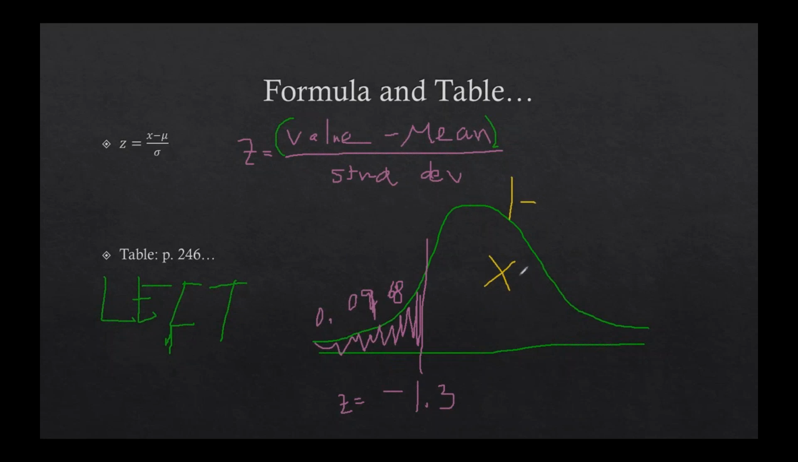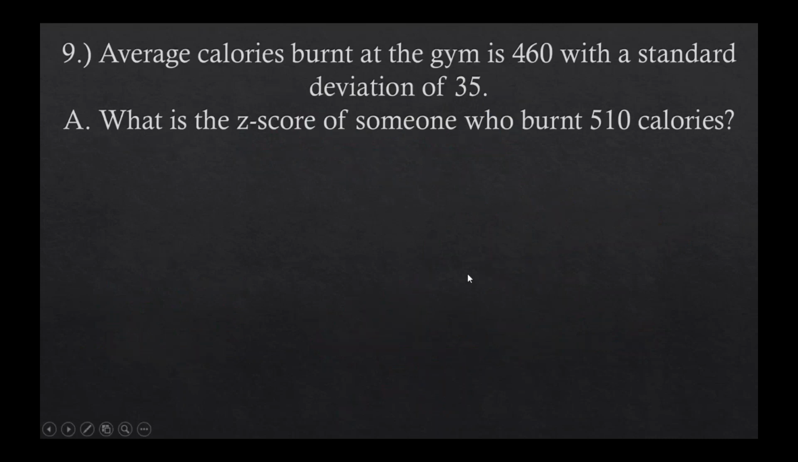Exactly. So if we take 1 minus 0.0968, that gives me the area to the right, which is 0.9032. So you have to remember, the table gives you area to the left. You then can subtract from 1 to find area to the right. But in order to use the table, you have to have a z-score. So when you're trying to find probability, sometimes you have to find the z-score first in order to use the probability table.